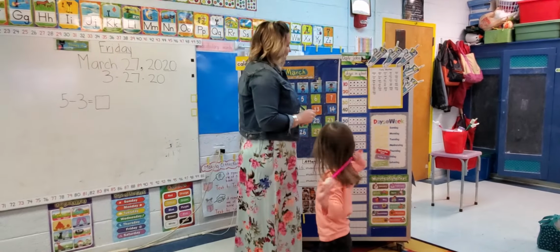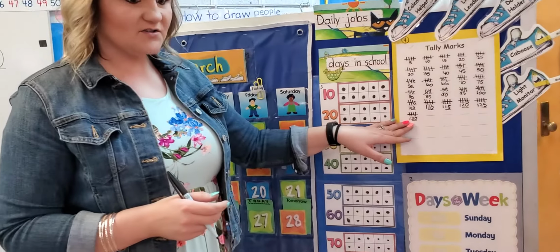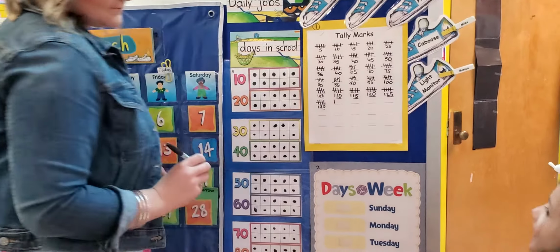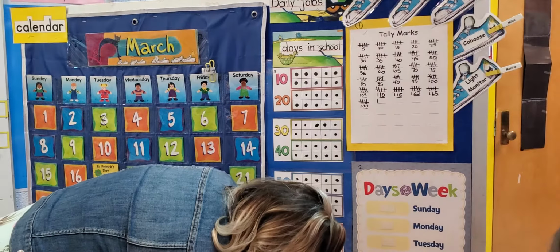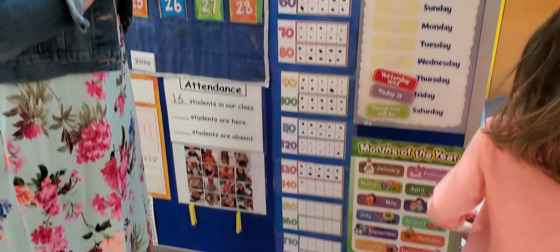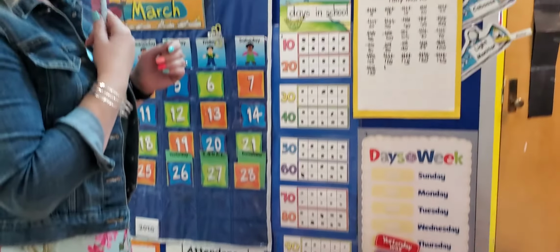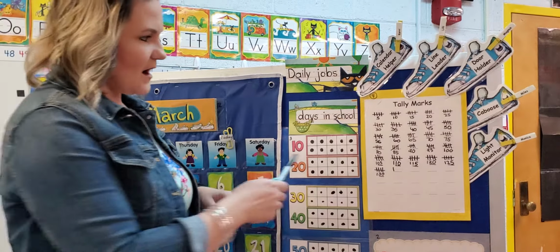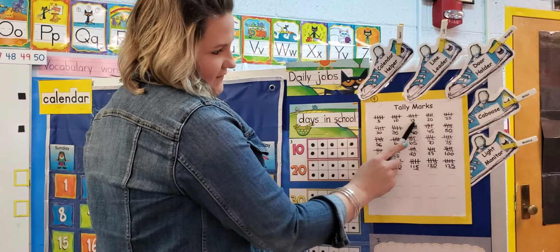Now, yesterday on Thursday, we finally got to 130. So today is 131. All right. And since it's Friday, let's count by fives, and then we'll get your tens up and count them that way, okay? All right. Five. 10.